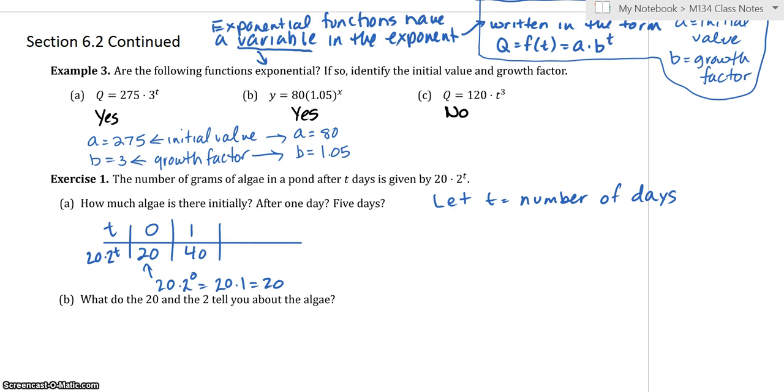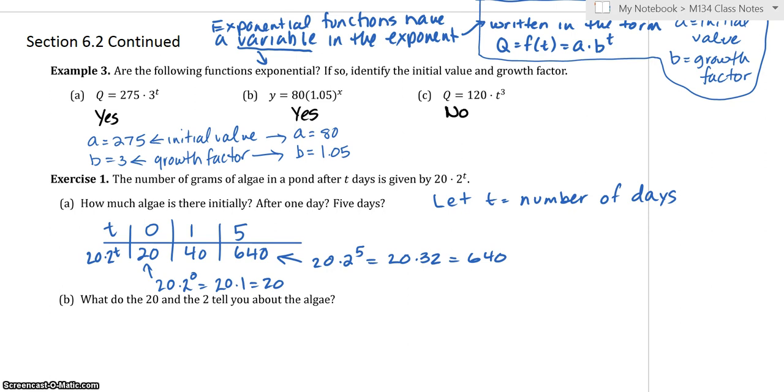And plugging in a 5 after 5 days, what would that be? The correct answer should be 640. I can show you that one. That one I plug in 20 times 2 to the 5. We always do the exponents first. Don't do the 40 first. So it would be 20 times 32, because 2 to the 5th is 32. Then if you multiply that on your calculator, you should get 640.